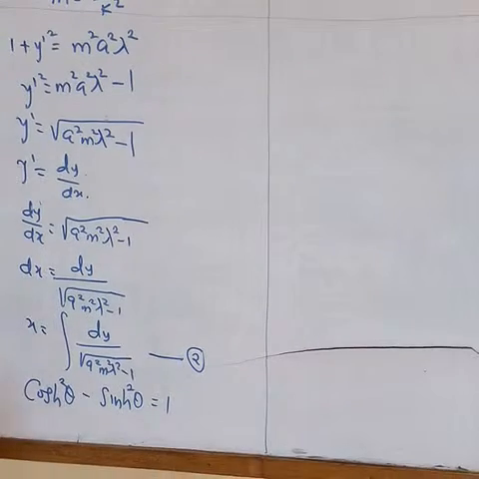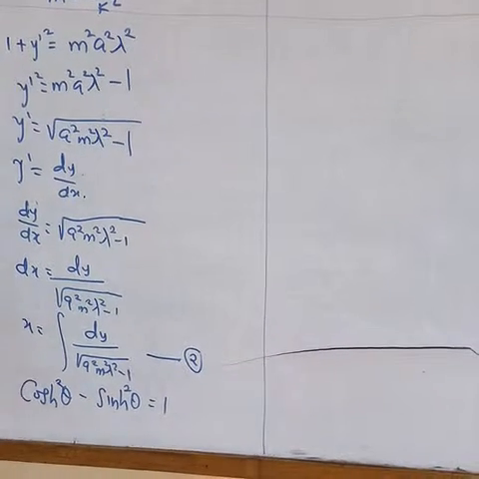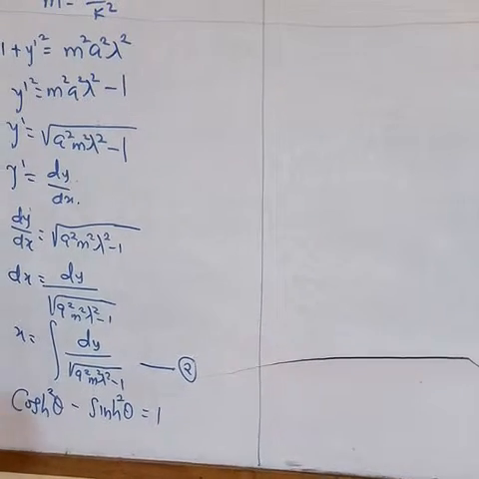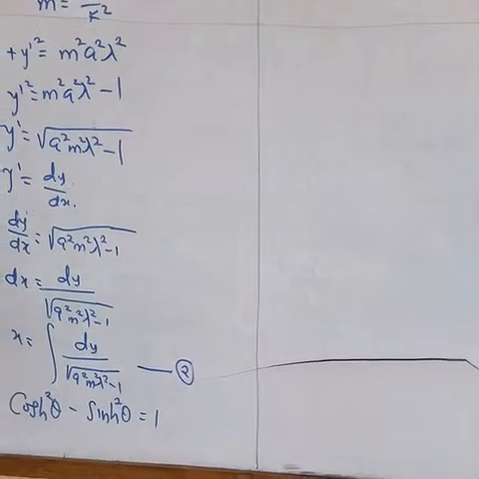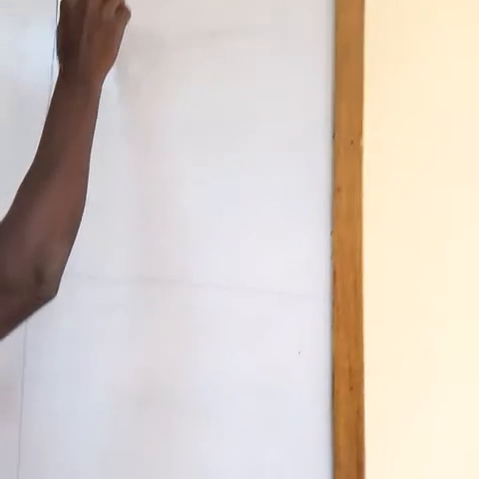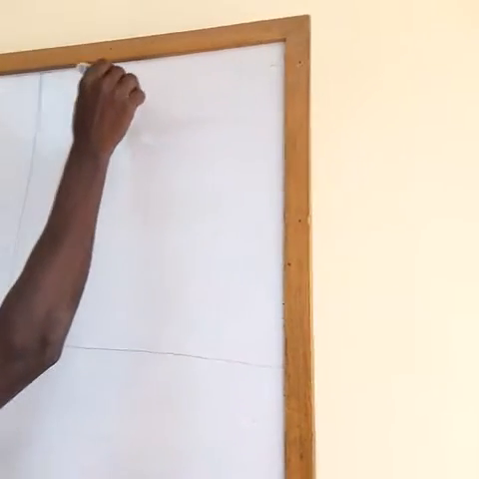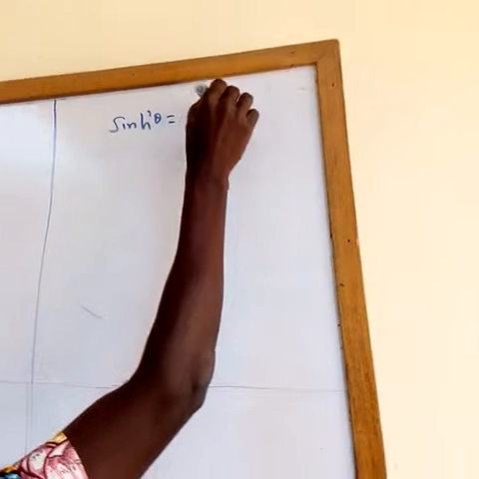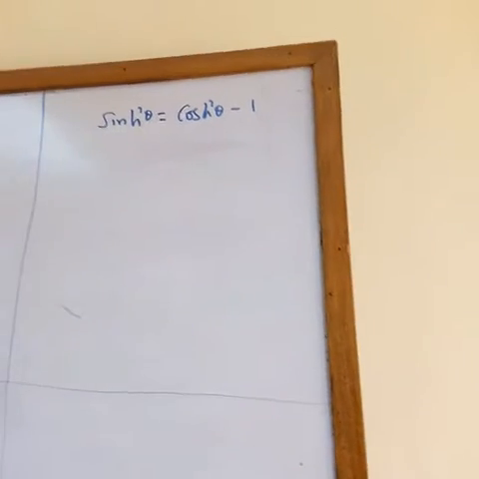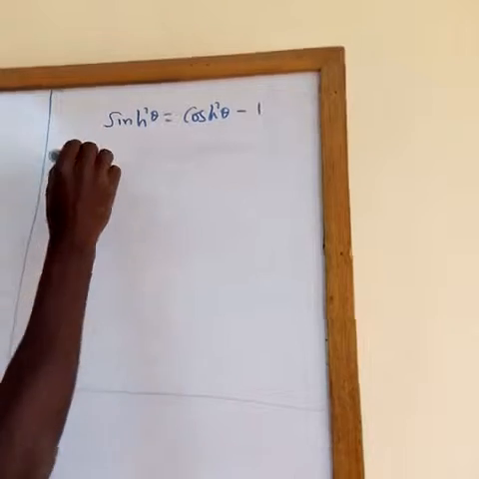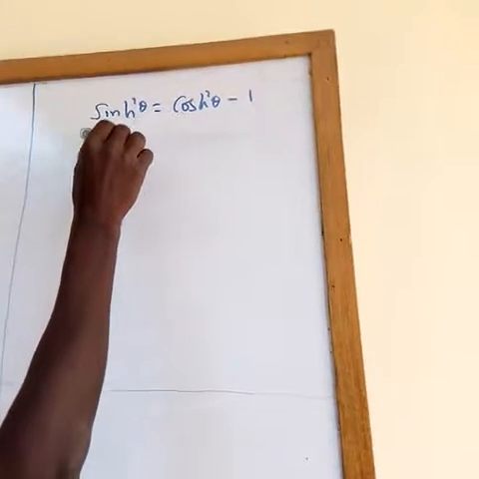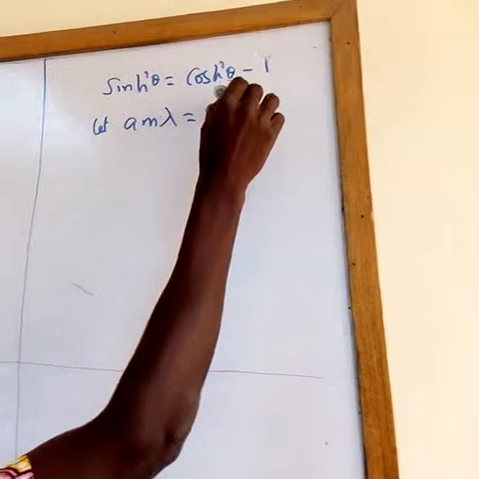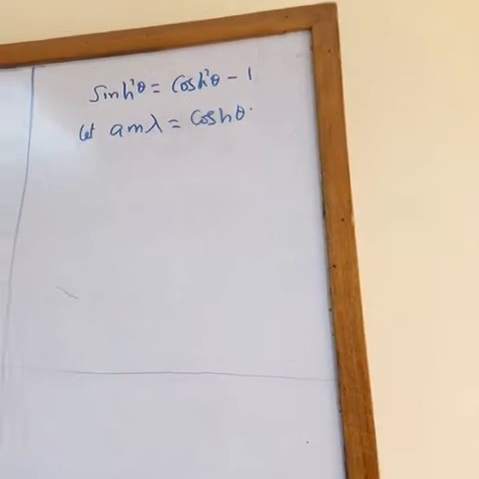This one is equal to 1, just like the cosine, but in the case of cosine it is plus, and in the case of sine and cosine it is minus. So automatically we can represent this. Since we know that sin squared theta is equal to cos squared theta minus 1, automatically we can say let am lambda be equal to cos theta.